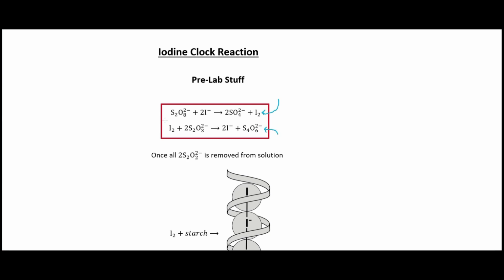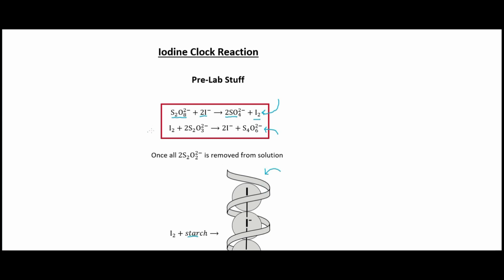What we see is that we have this persulfate ion, and we are reacting it with these iodide ions. That generates these sulfate ions and iodine. This iodine will react with starch, as we see down here, to generate this complex that looks like this, that changes the color.